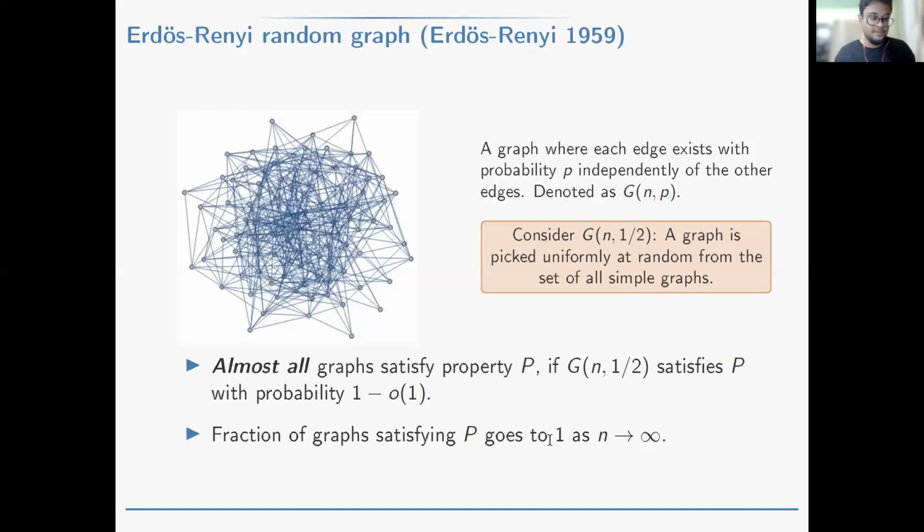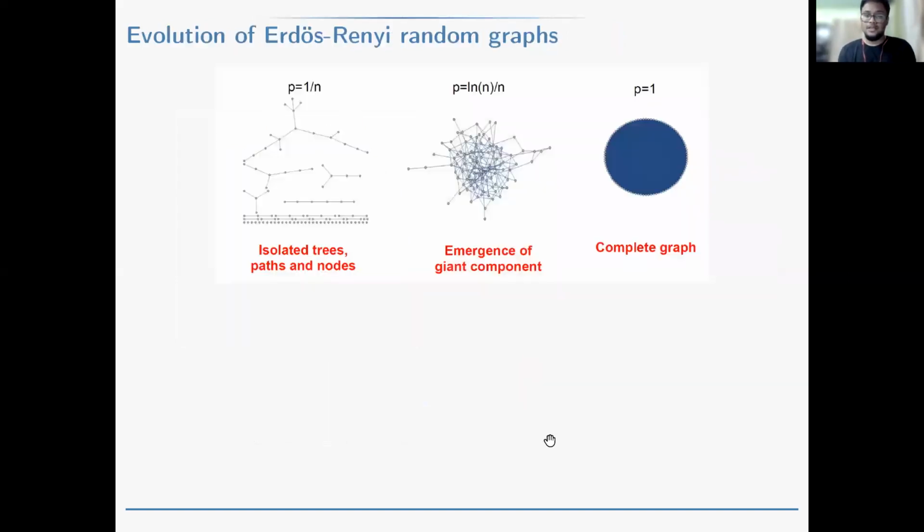For example, if p is half, so you're sampling uniformly at random, and these graphs satisfy a particular property, then the fraction of graphs that satisfy this property goes to 1. Another way of stating this is that the set of graphs that won't satisfy this property is a set of measure 0. So when I say almost all graphs, I mean it in this probability theoretic sense. Okay, so this has been well studied.